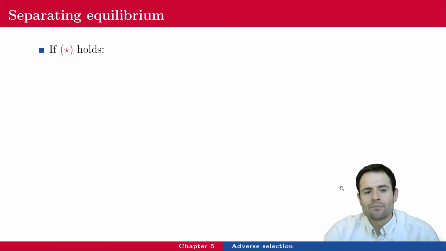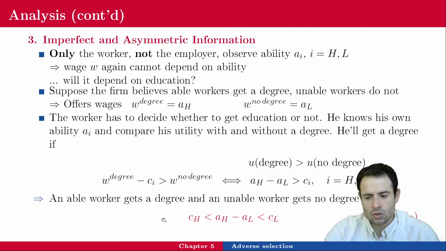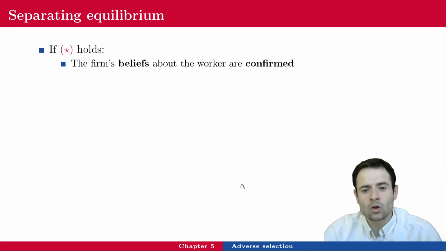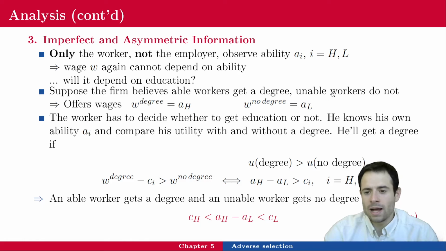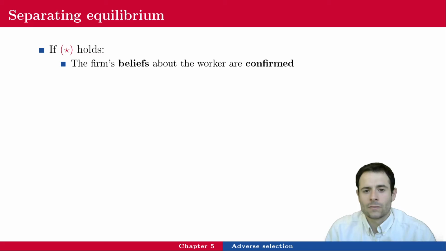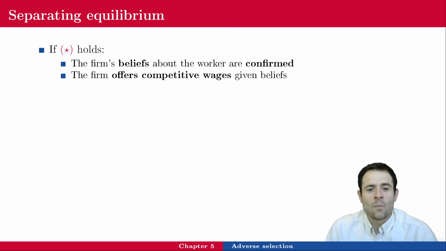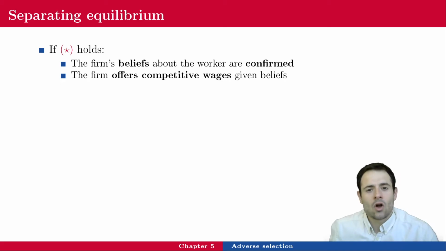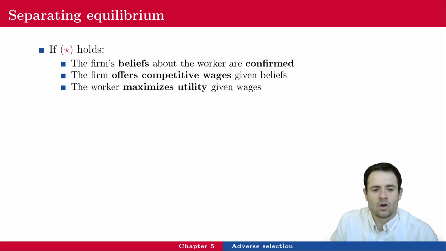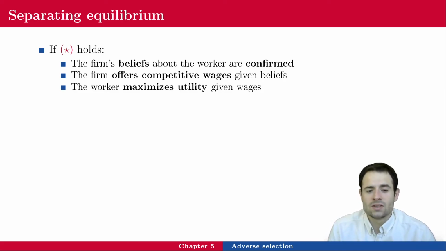So, now, if this condition holds, if this red star condition holds, then the firm's beliefs about the workers are confirmed. Remember that we said the firm believes that good workers get a degree and bad workers do not get a degree. If this is satisfied, then the firm, the employer, is right to believe what he believes. So, if he believes that, then he's going to propose a different wage for each, which are competitive wages given the beliefs. If I think you're a high ability worker, I'm going to pay you the high ability competitive wage, and vice versa for low ability. The worker then is going to maximize his utility given the wages.